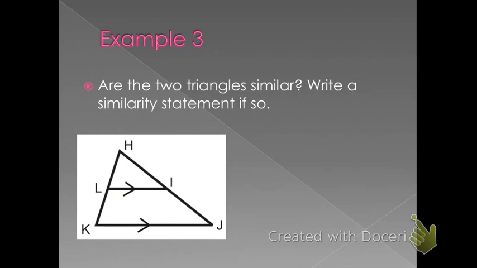One last quick example, and then I'll show you a couple that aren't similar. This one, we have a parallel line. Never forget your parallel line stuff. So we have corresponding angles here and here, corresponding angles here and here. So we have two pairs of congruent angles, and actually we have the third. H is congruent to itself. So triangle HLI is similar to triangle HKJ.